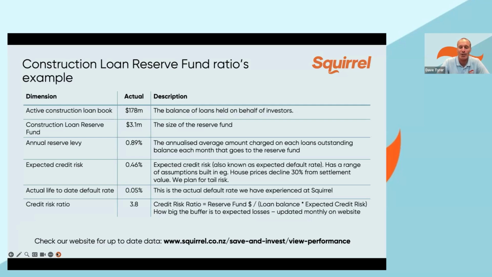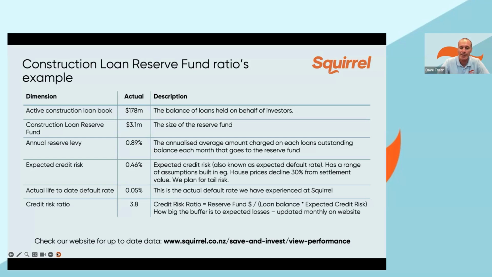So the active construction loan book is 178 million. So that's the balance of all the loans held in that particular pool of loans. The reserve fund is 3.1 million. Okay, so there's 3.1 million sitting in a bank account, ready to be deployed should losses come through in the portfolio or borrowers missing payments. We're reserving at 0.89% per annum on that portfolio. Okay, so you can work out what the inflow of money is into those reserve funds based on the active book.